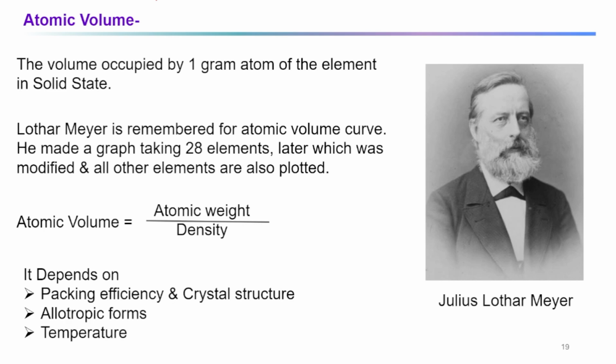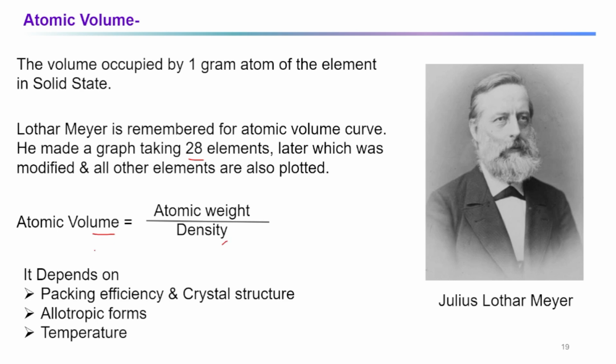Now let's see the definition of atomic volume. The volume occupied by 1 gram atom of the element in solid state is called the atomic volume. Lothar Meyer is remembered for the atomic volume curve. He made a graph taking 28 elements, because at that time very few elements were known. Later it was modified and all other elements were also plotted. The definition of atomic volume is simply the definition of volume, right? Atomic volume is atomic weight divided by its density.